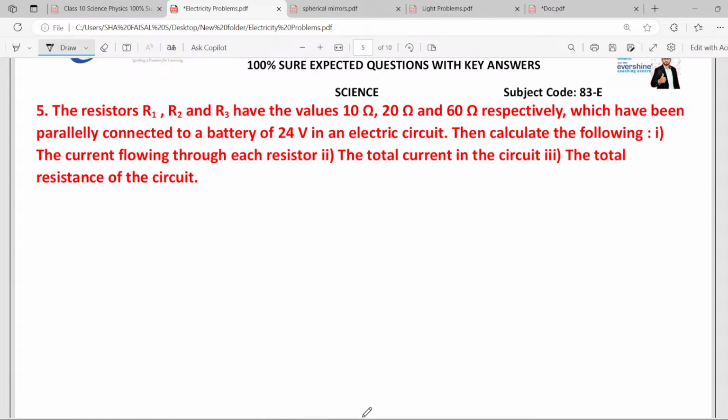Clear? Shall we proceed? Do you know this problem? If you know the problem, children, straight away you can start answering and cross check your answer with this.